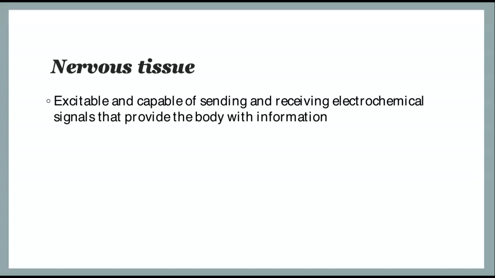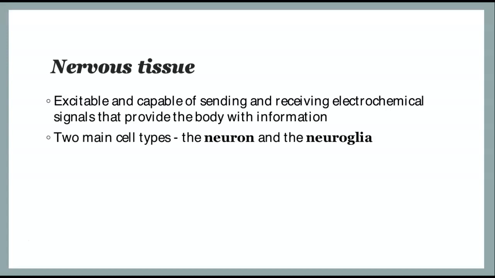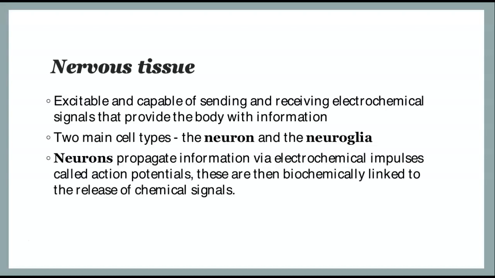Nervous tissue is excitable, and it's capable of sending and receiving these electrochemical signals that provide the body with information. There are two main cell types in the nervous tissue, the neuron and the neuroglia. Neurons are able to propagate information via electrochemical impulses called action potentials. These are then biochemically linked to the release of chemical signals.